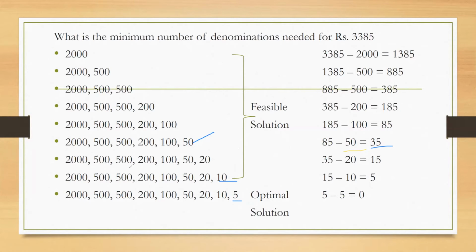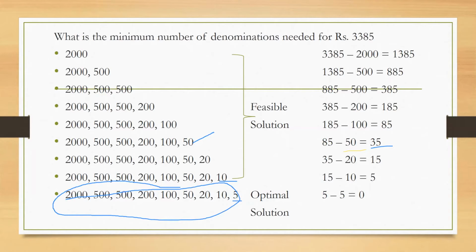So what we got here is the final set, the set of minimum currencies that we need to form 3,385 rupees. We call this the optimal solution.